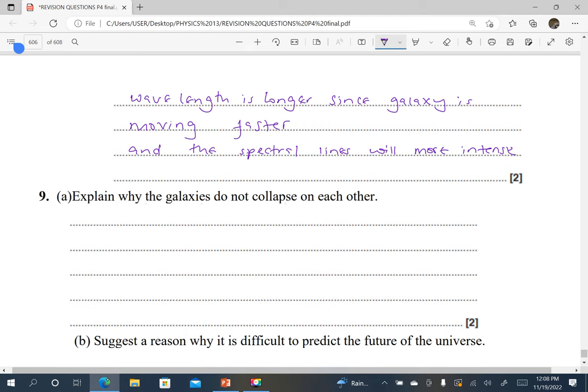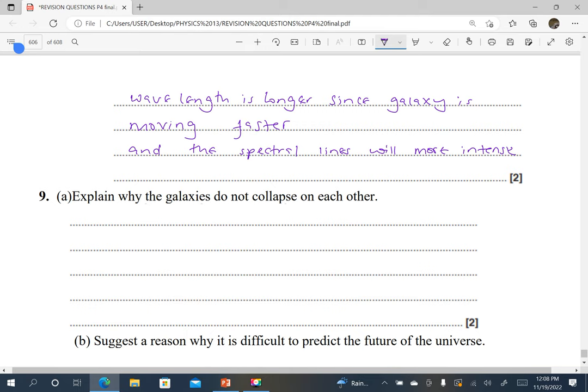And we can predict that it may occur over a very, very long period of time because the acceleration is too small. Alternatively, other galaxies may be pulling them in opposite directions. That's why they are not actually collapsing on each other. The galaxies could be receding away from each other because of the Big Bang. If all galaxies originated from the same singular point, then there is no way they will collapse with each other, since they are all moving away from the same point where they originated.